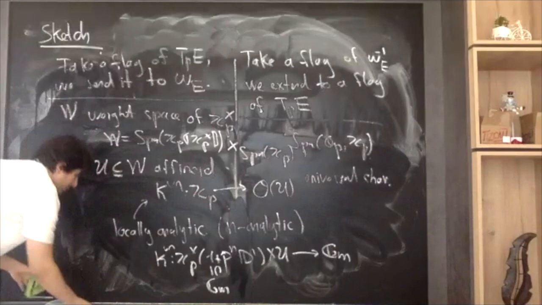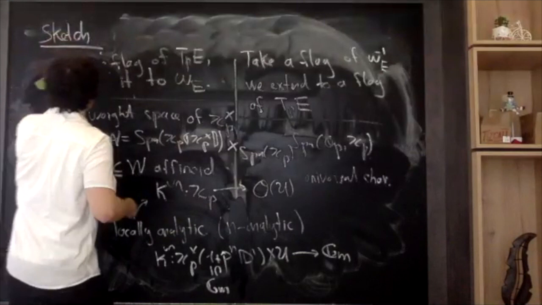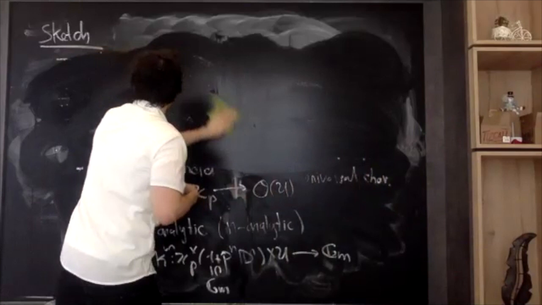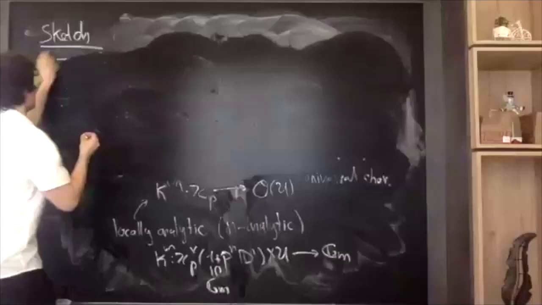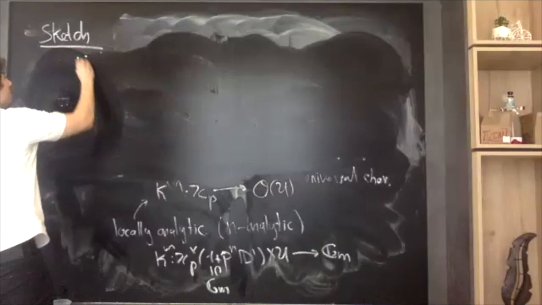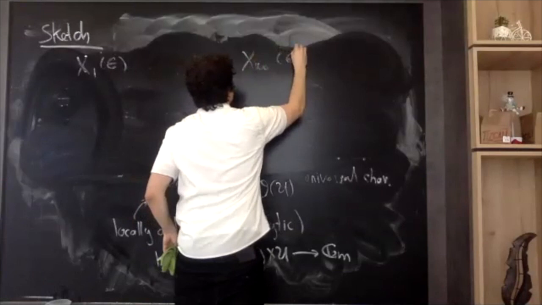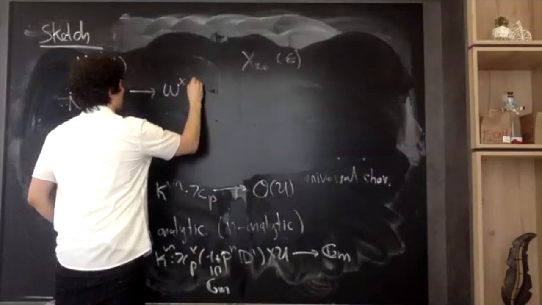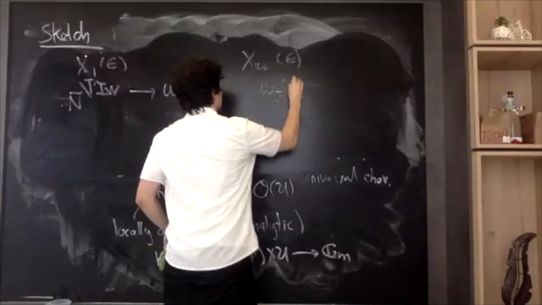Okay. So then, with this universal character, what we use, as I mentioned, is that you take Homs of the torsors. Remember, we have over X1 epsilon, over X omega 0 epsilon, a map from this to this. We have a map from this to this.